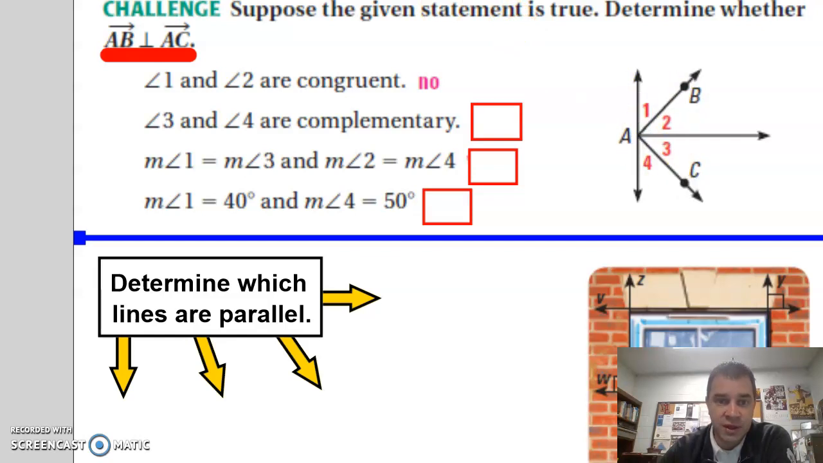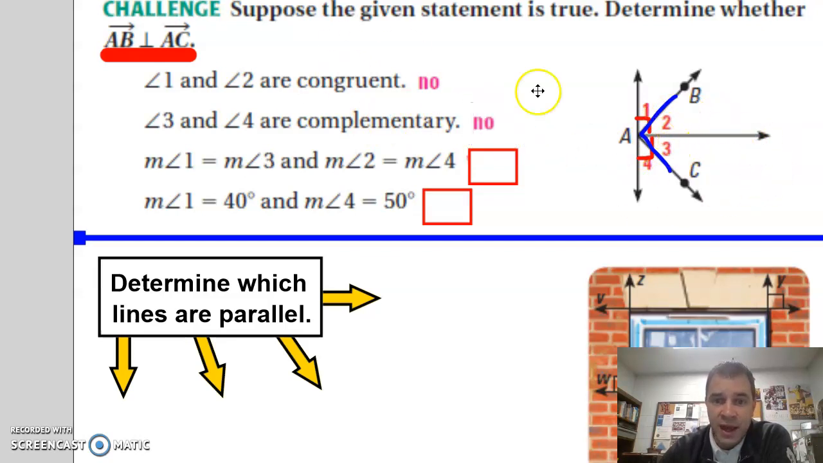Okay, so let's look at the second statement. What if we know for sure that 3 and 4 are complementary? If 3 and 4 are complementary, they add up to 90 degrees, that means I've got a right angle in here. That tells me that this is also a right angle. So these two, angle 1 and 2, must also add up to 90 at this point. Does that mean that 2 and 3 together are perpendicular lines? Are they a right angle in there? And again, for this one, we'd have to say no.